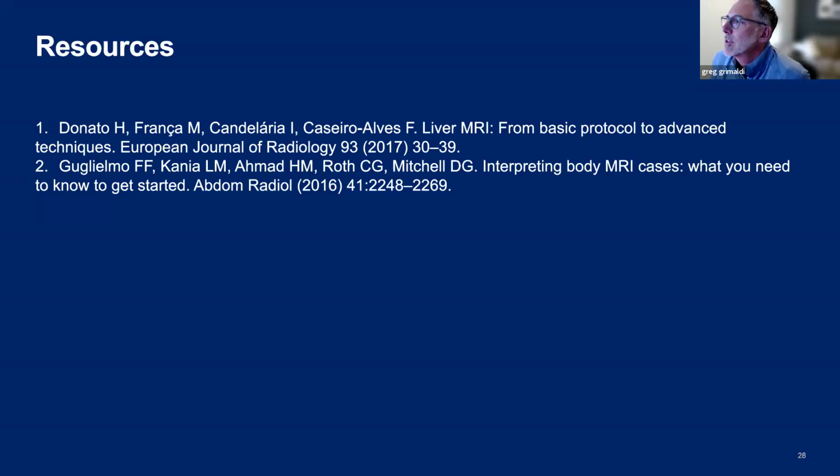What do you say to skeptics who feel this is time and money without real clinical benefit? Are you talking about MRI in general for clinical benefit, or MRI of the liver versus CT? I'm not sure how to answer that. Maybe we'll skip that one.